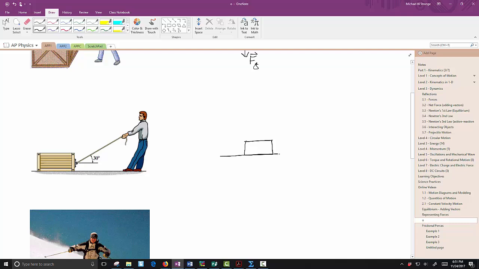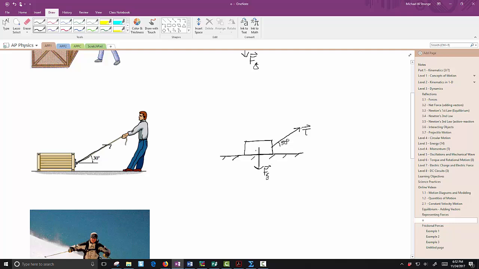So let's go ahead and just draw the floor. So we have the rope, and the tension is always along the same direction as the rope or chain or whatever it is. So we would draw our tension like this, label it, and then we might include that angle just so that when we have to do some calculations, we can deal with it.